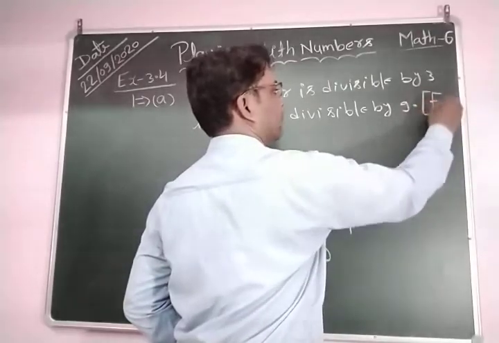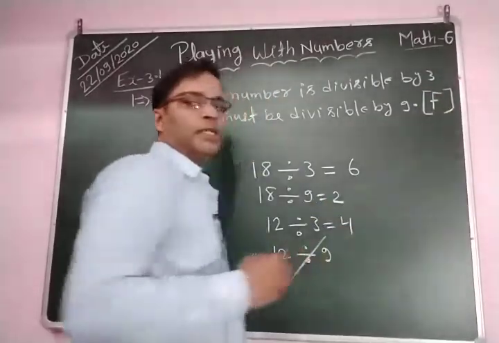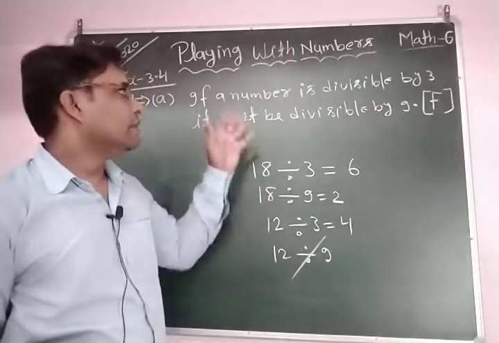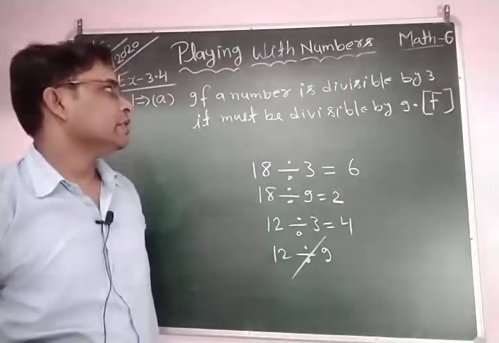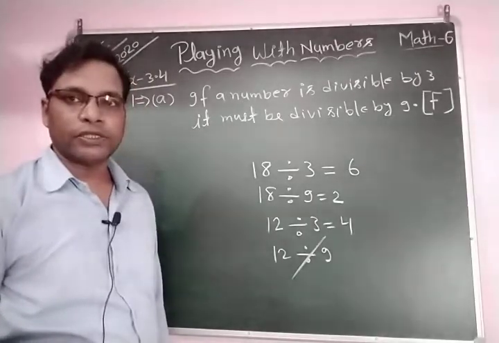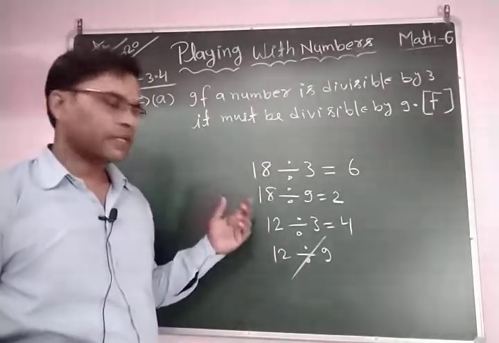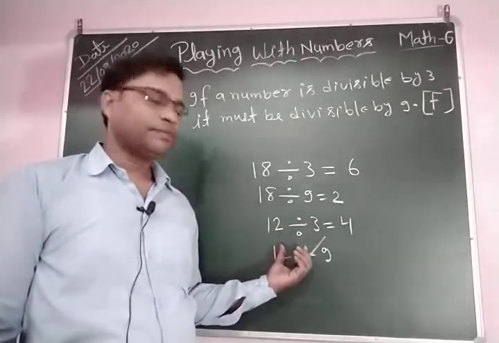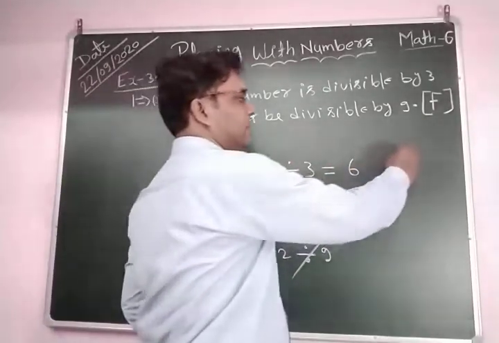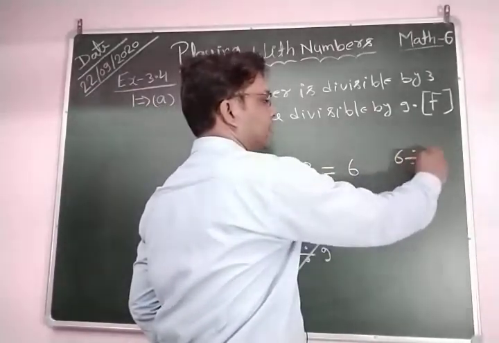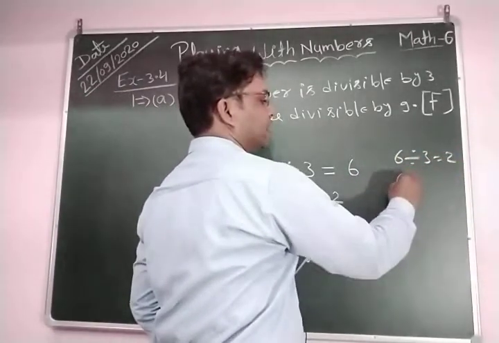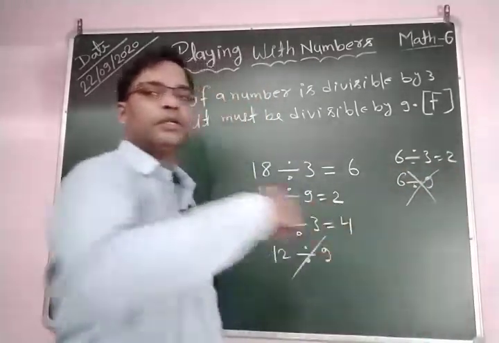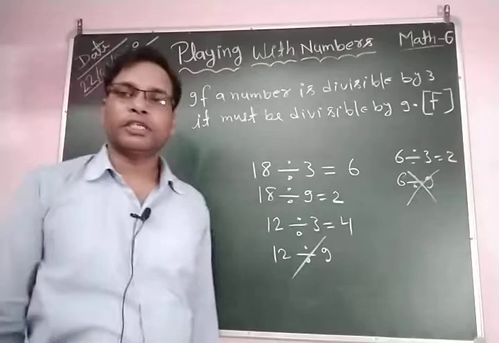So we write false here. The statement is: if a number is divisible by 3, it must be divisible by 9. This is a false statement, because 12 is divisible by 3, but 12 is not divisible by 9. If we take another example, 6 is divisible by 3 in 2 times, but 6 is not divisible by 9. So the given statement is false.